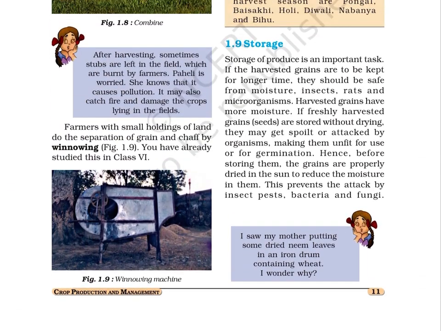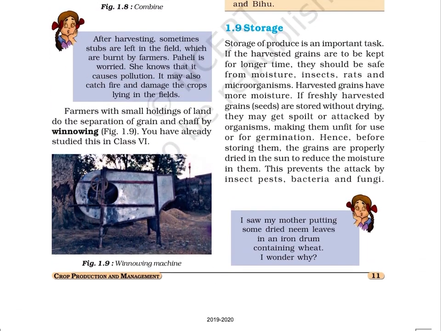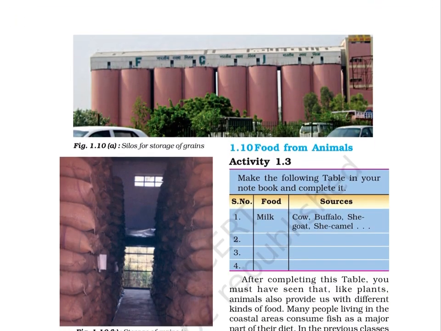Paheli said, I saw my mother putting some dried neem leaves in an iron drum containing wheat. I wonder why. Figure 1.10a shows silos for storage of grains. Figure 1.10b shows storage of grains in gunny bags in granaries.